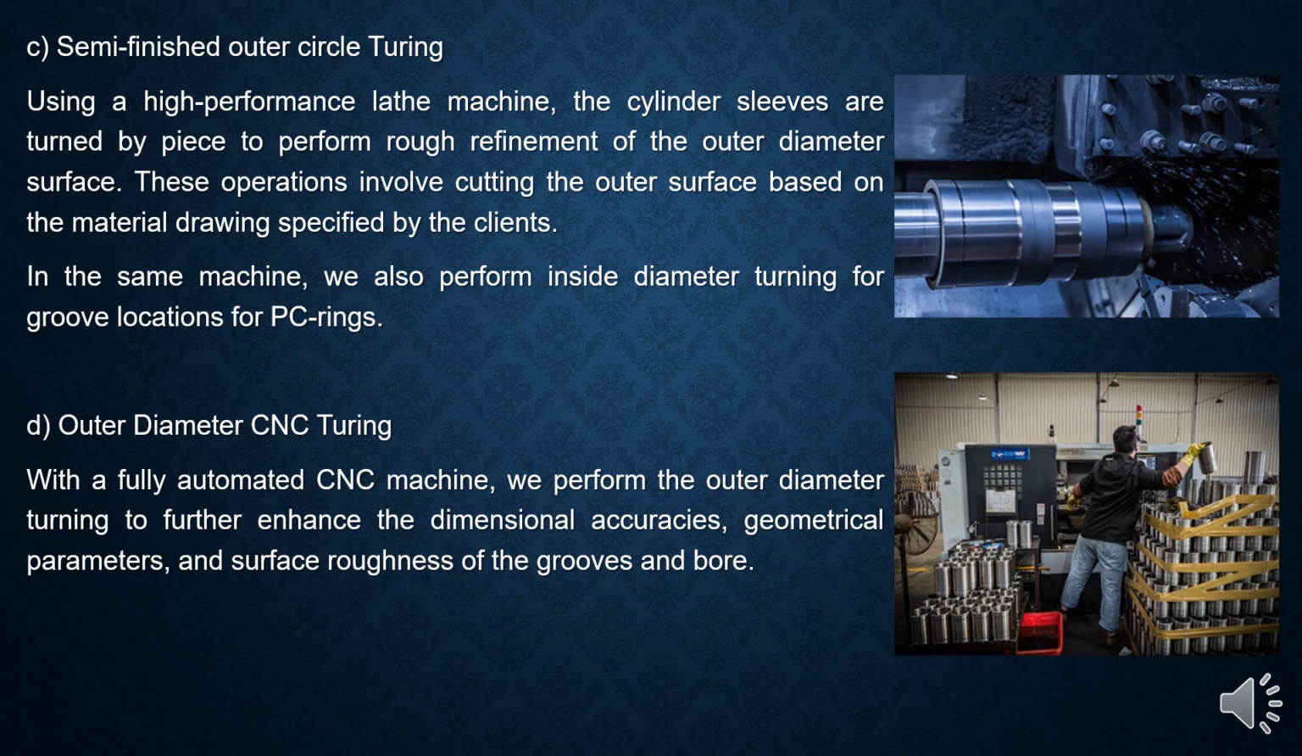Next process is outer diameter CNC turning. With a fully automated CNC machine, we perform outer diameter turning to further enhance the dimensional accuracies, geometrical parameters, and surface roughness of the grooves and bore. So using this CNC, more dimensional tolerances are being achieved, more accuracy is being achieved, more geometrical parameters are being achieved, surface roughness is achieved, etc.